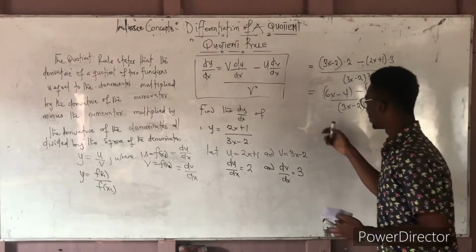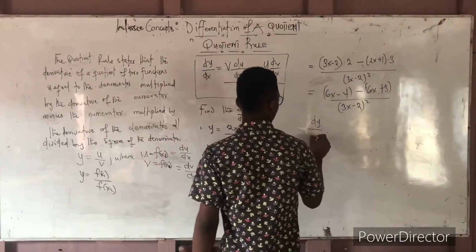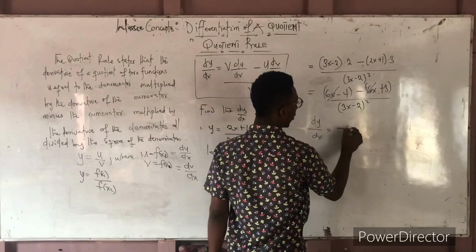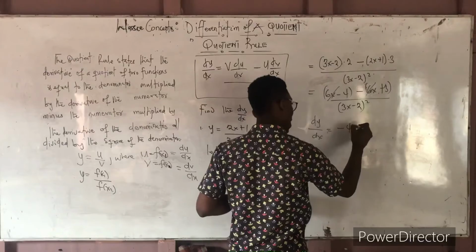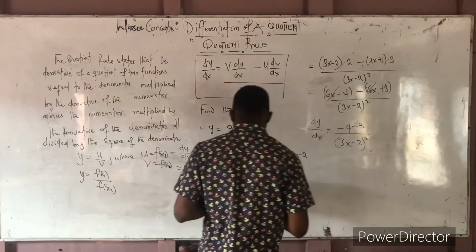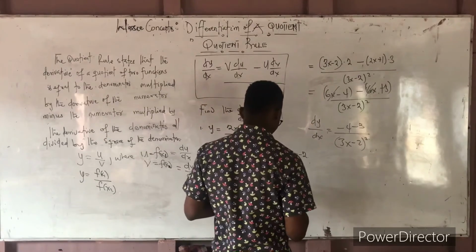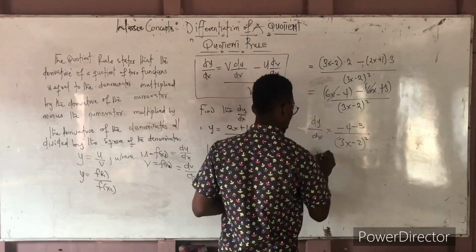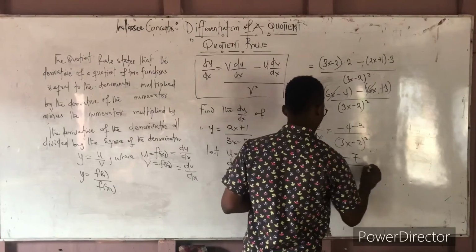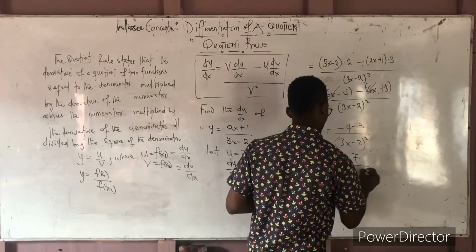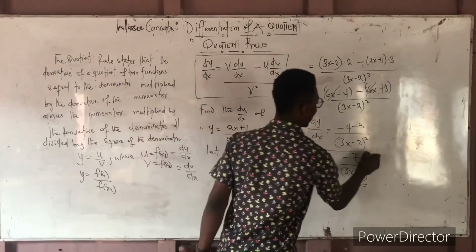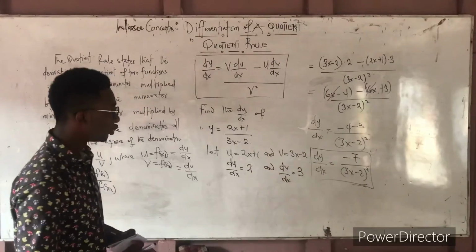And dy/dx simply becomes 6x minus 6x, so this takes this away. So you get minus 4 plus 3, which gives you minus 1, all divided by 3x minus 2 all squared. So dy/dx is equal to minus 1 divided by 3x minus 2 all squared. You can leave your function here, and this is how we use the quotient rule.